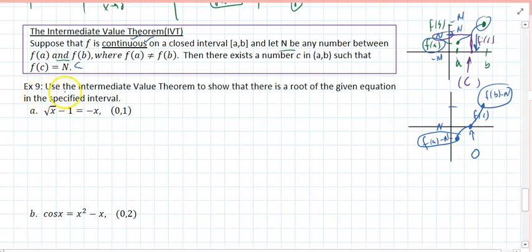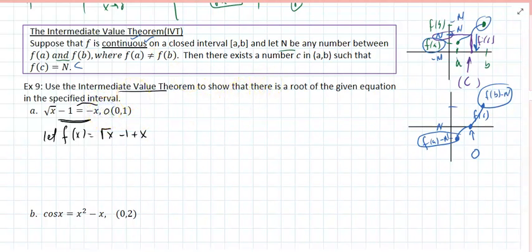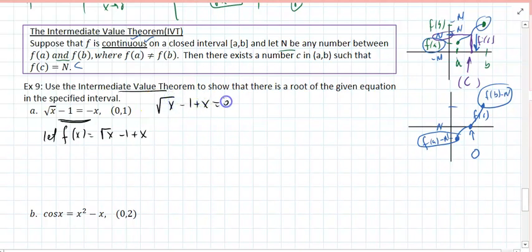So, example 9, use the intermediate value theorem to show that there is a root of the given equation in the specified interval, meaning suppose that between 0 and 1, there is a c in there where those are equal. What we do, we say, well, let f of x equal, and we move everything to one side. Meaning, by moving this, we're trying to show there's a 0 there. So, square root of x minus 1 plus x equal to 0.